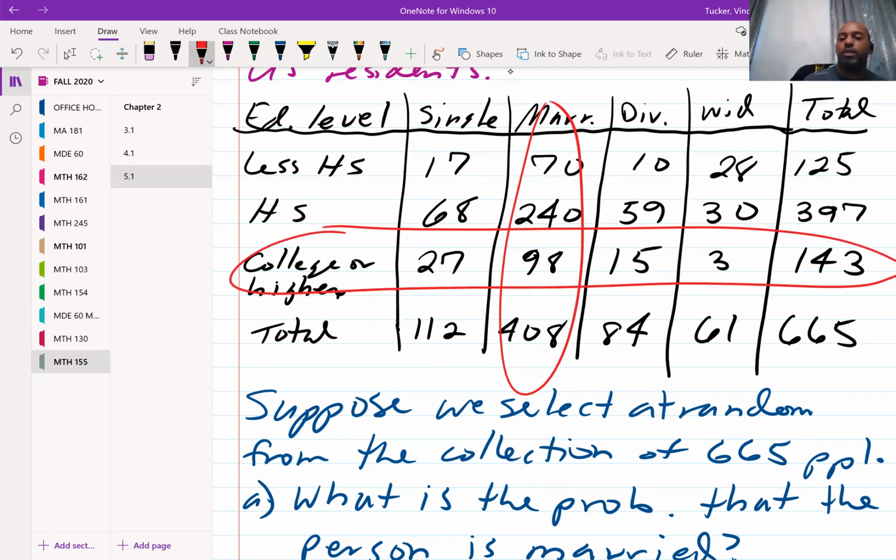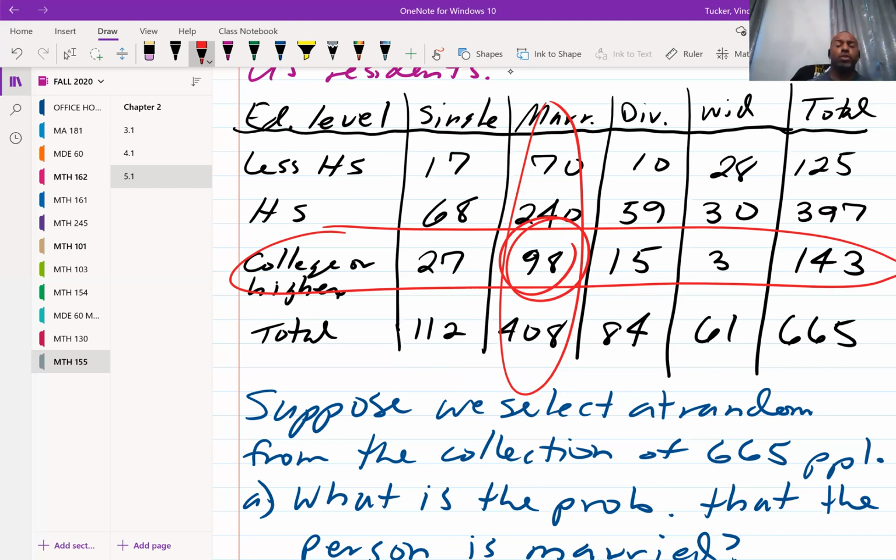Notice if we were to just use the 143 and the 408, that would be the easy route. But you have to recognize that 98 is being counted twice. Those people who are married and have college or higher degrees are being counted twice.